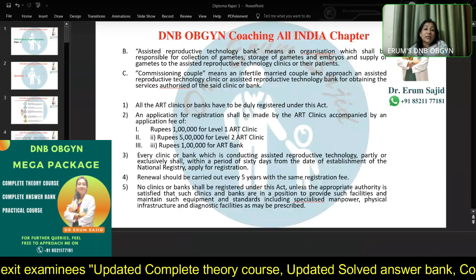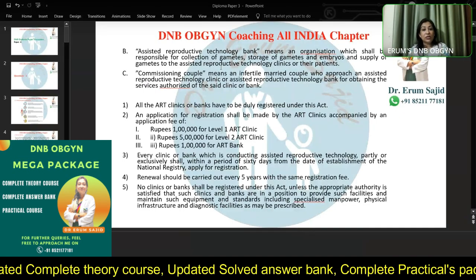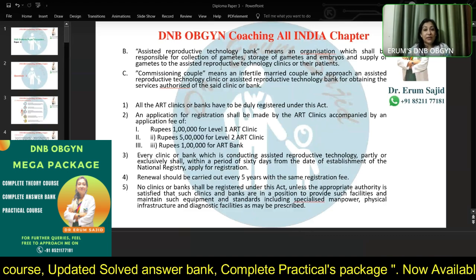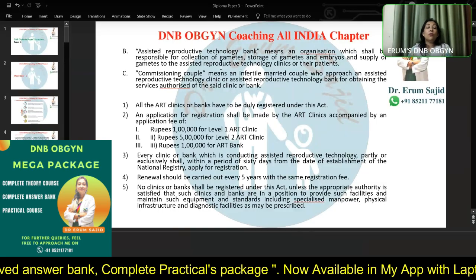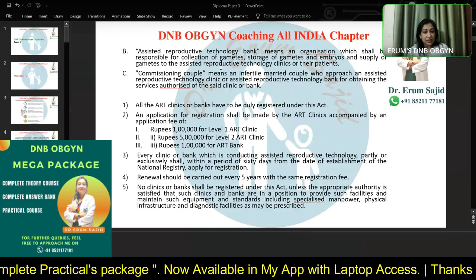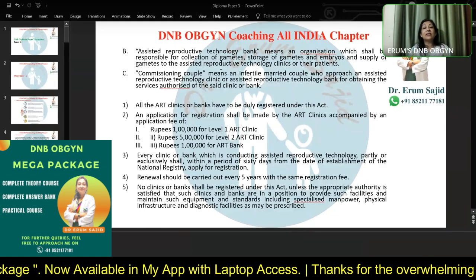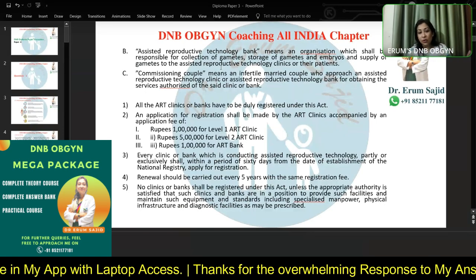Then a commissioning couple means the infertile married couple who approach an assisted reproductive technology clinic for obtaining their services. So that's a commissioning couple. They are giving you money to get ART services. So first of all, ART clinics and all ART banks have to be duly registered under this act. An application for registration shall be made by the ART clinics accompanied by the application fee. If you remember this, it's fine. If you don't remember, it's also okay.